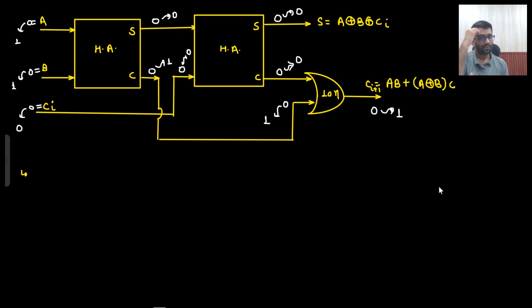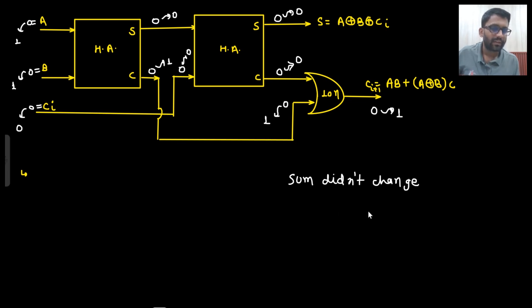Now if I ask you at what time you get stable output of sum, what will be your answer? 0 nanosecond. Say yes or no? Because for t less than 0 your output was 0 only, and here also your output is 0 only. This output did not change. Sum did not change. That means sum will be stable at t equals to 0 nanosecond only.